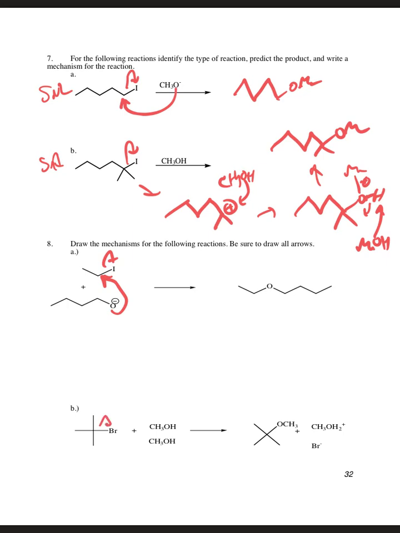This one's going to be an SN1 mechanism because we have the tertiary carbon form the cation, add the methanol in to form the protonated ether, and then take off the extra hydrogen to give us our final ether.